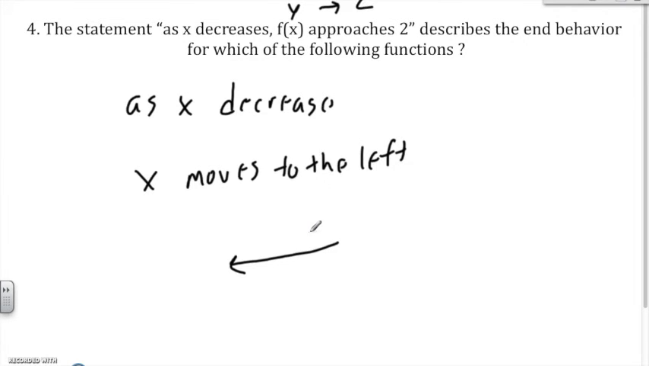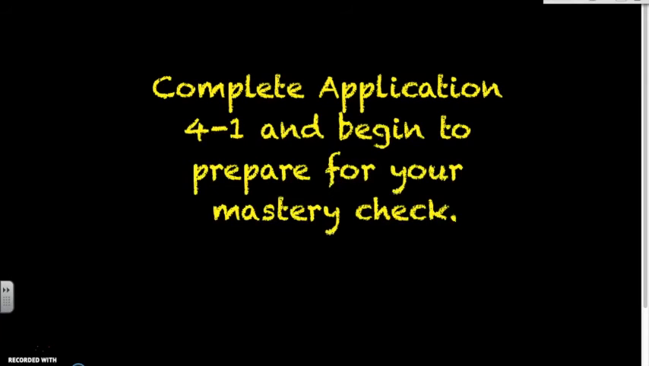So you want to look at the 4 graphs provided. You want to look at the graph as you move to the left, for the graph that is going to come very, very close to 2, but not actually touch it. Alright, those are some hints and tips to get you started on application 4-3, that should say. I apologize for the typo.